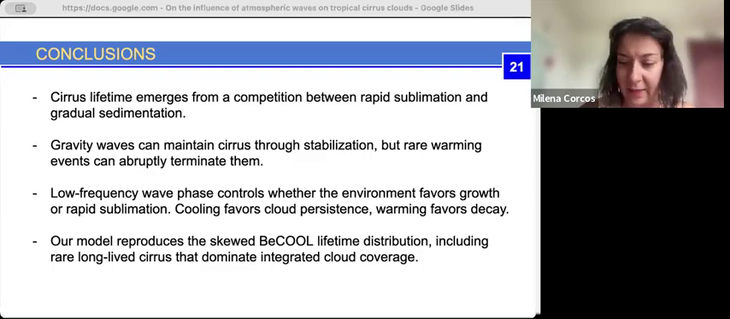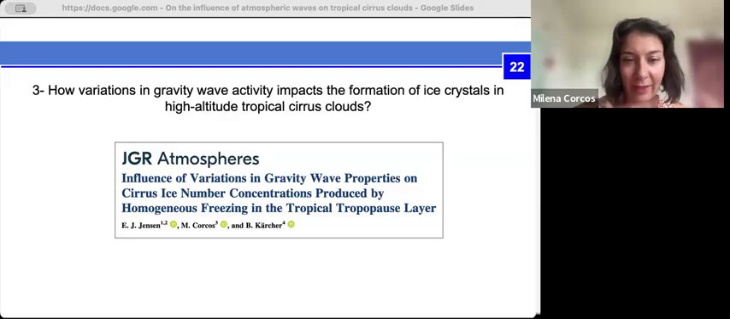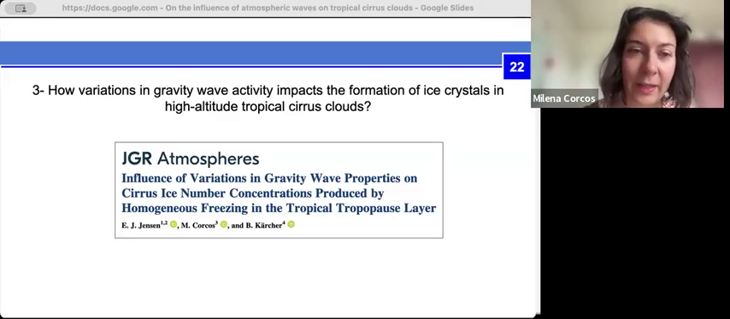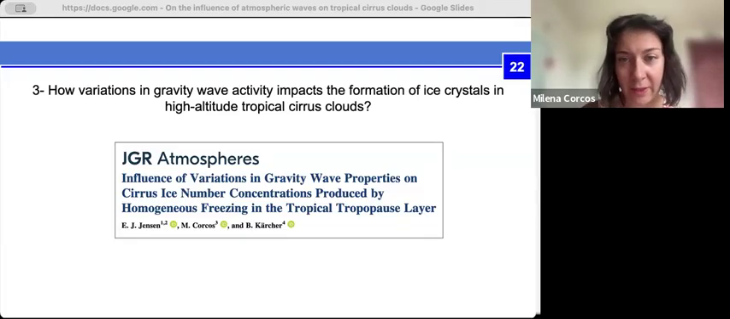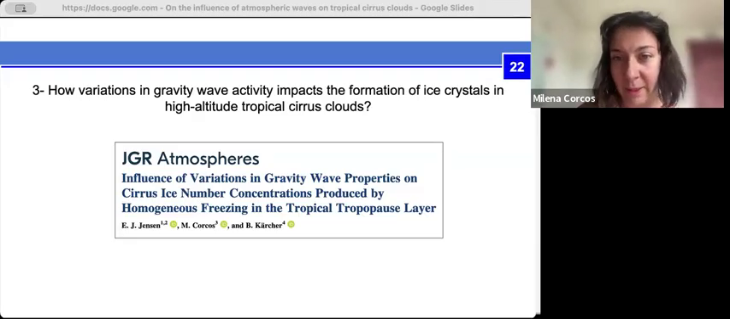Okay, and I can move on to my last part of this presentation. So you might have noticed that in the first parts, the impact of the waves on nucleation was omitted. We had an initialized crystal population. And so now we're focusing on the impact of this gravity wave variability on homogeneous nucleation of ice crystals. And I'm presenting here the results of the paper led by Eric.